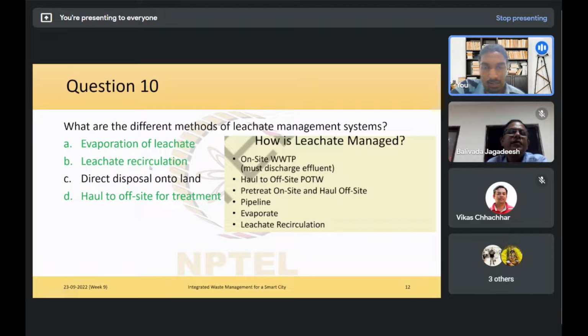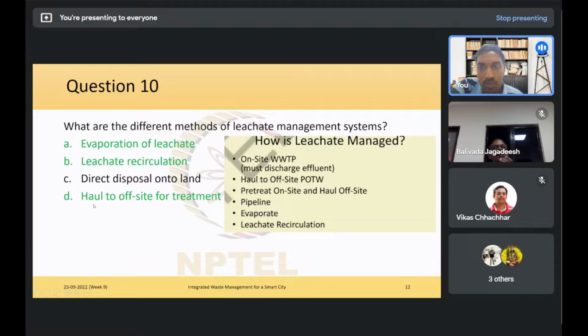Leachate recirculation, we just looked at bioreactor landfill, right? So this is one way in which we can manage it. So we don't have to treat it, just put it back into the landfill. That's going to help us in accelerating the decomposition, right? So whatever comes out later, we can treat that again, right? So recirculation is one method. C, we will come back to it.